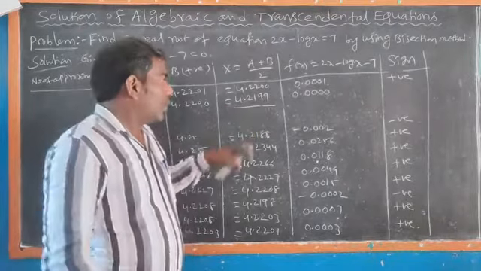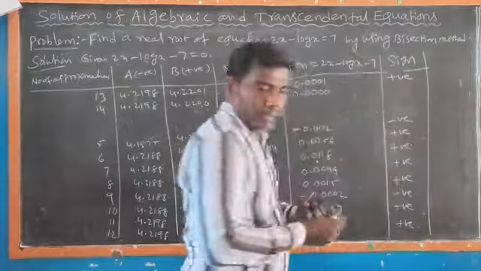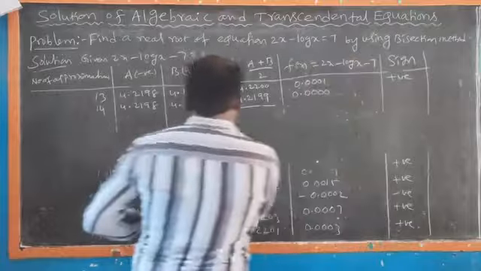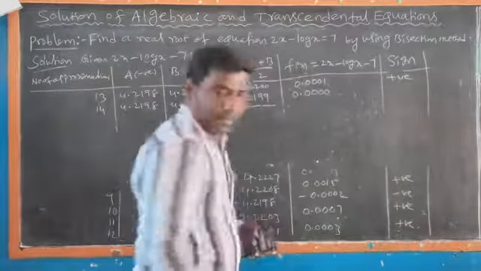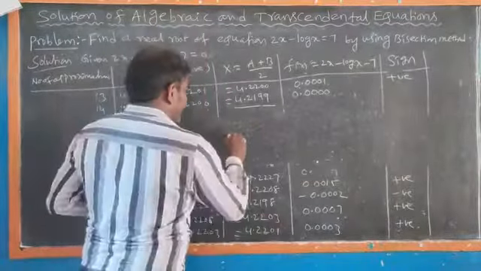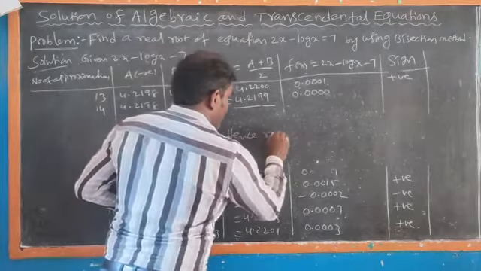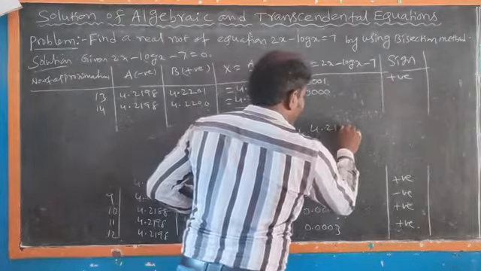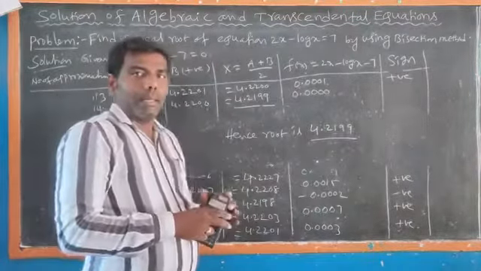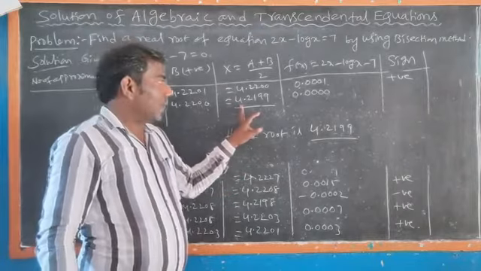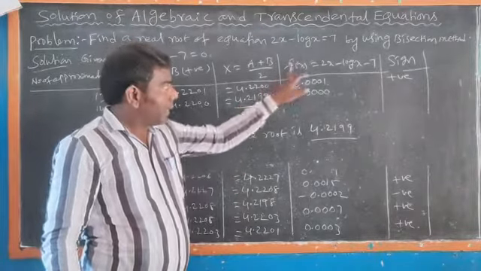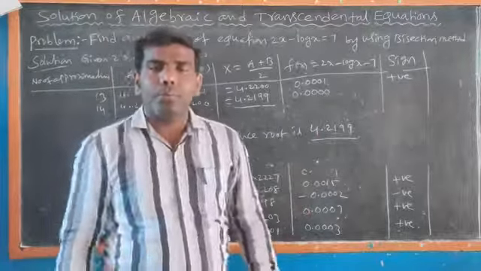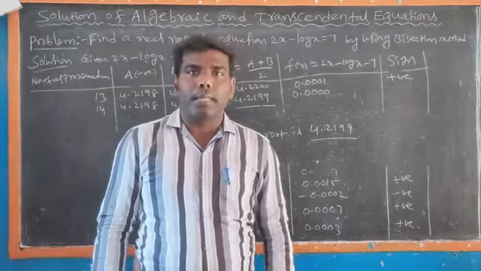Okay, so hence the root is 4.2199. Okay, why? Because here substitute x = 4.2199 in f(x), we get 0. So hence the root is 4.2199. Okay, right. Thank you.